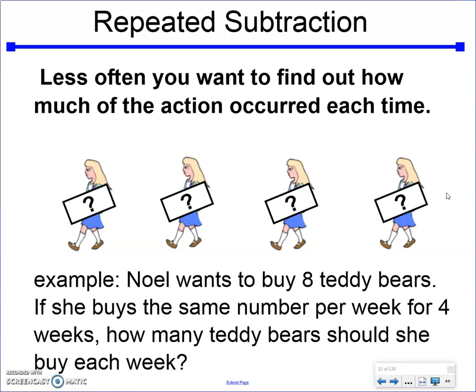So again, we know the action that's repeating, Noelle's buying teddy bears, and we know that ultimately she wants to buy 8 total teddy bears. We actually also know that she's going to do that for 4 weeks. You can see that here. We just don't know how many teddy bears she's going to buy each week, assuming she buys the same number. That's what we're trying to figure out.